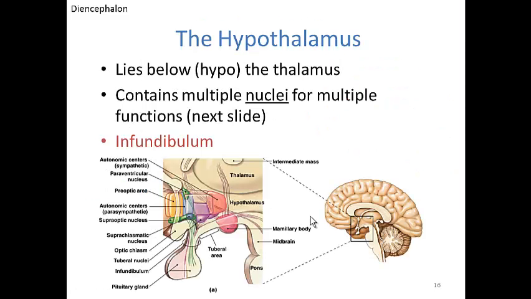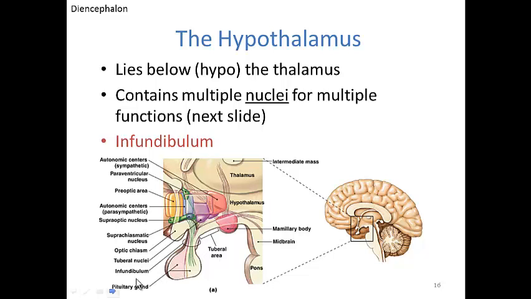Next is the hypothalamus. The hypothalamus is named for the fact that it lies below or inferior to the thalamus. And it's very small, but do not let its small size fool you. The hypothalamus contains lots and lots of nuclei that control many different functions. So in this picture here, all these little colored blocks are denoting the different types of nuclei in the hypothalamus, and they each have a different function.